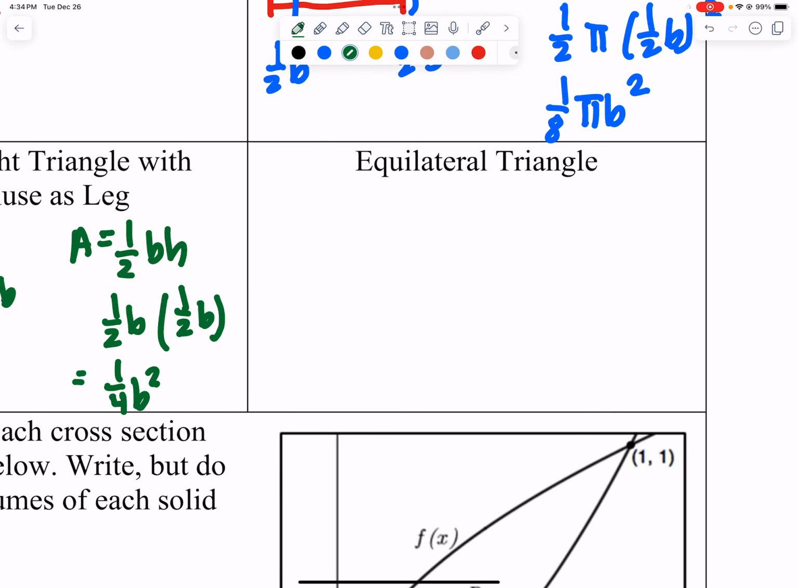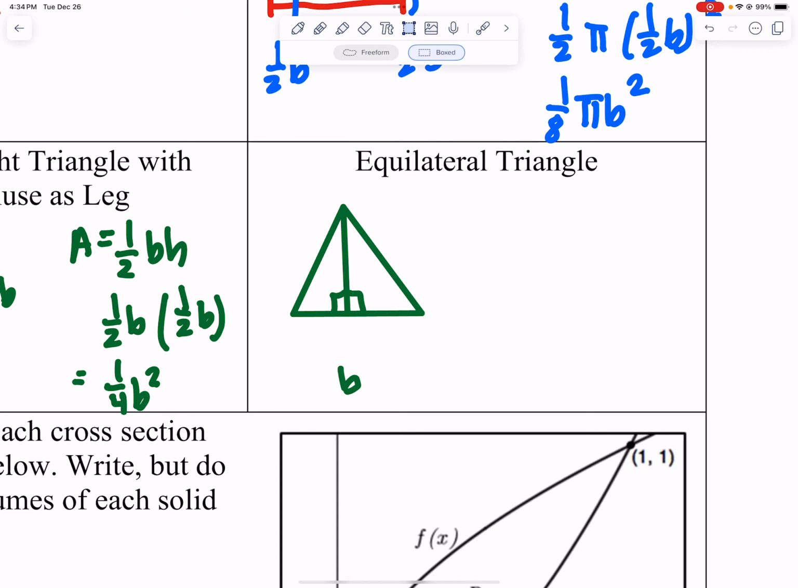Okay, my equilateral triangle, that's going to give us a 60, 60, 60 degree angle. But then what I'm going to do is draw a perpendicular bisector again. So not perfect, but you get the idea. This is going to be 1/2 b. This is going to be 1/2 b. And this is 60, this is 90, this is 90, this is 60. This 60 degree angle right here turns into 30 and 30. So this gives us a 30, 60, 90 triangle.